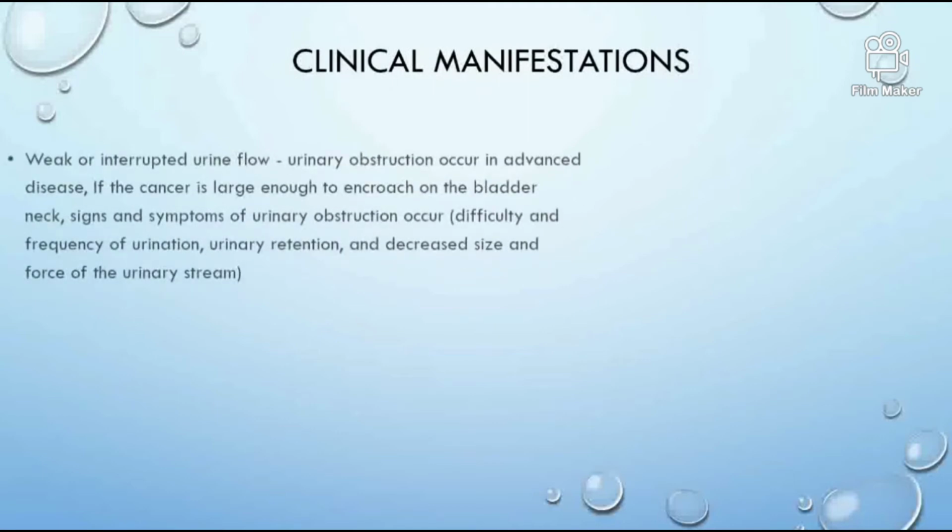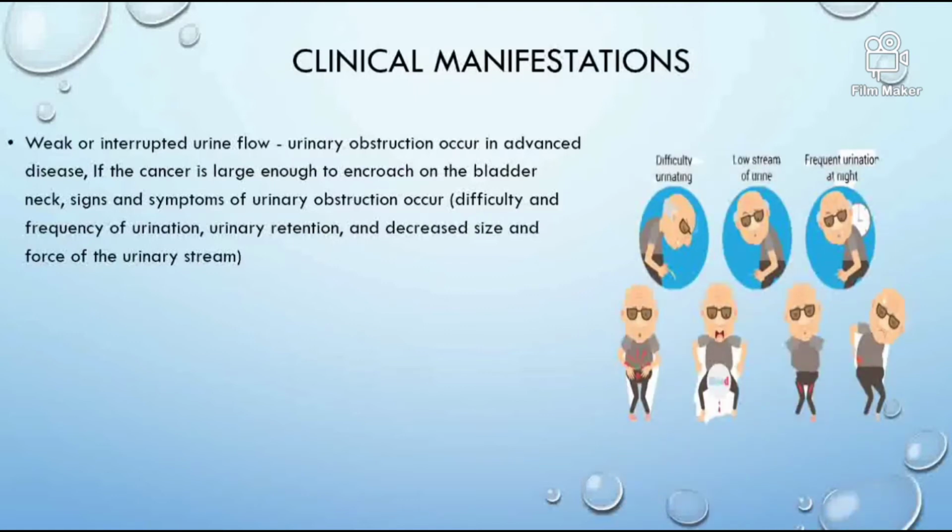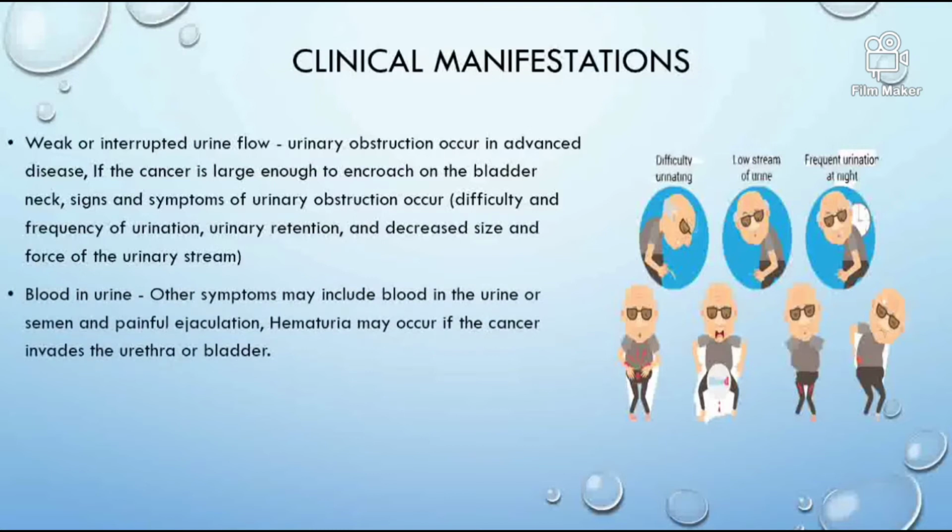The clinical manifestations are a weak or interrupted urine flow, and urinary obstruction occurs in advanced disease. If the cancer is large enough to encroach on the bladder neck, signs and symptoms of urinary obstruction occur: difficulty and frequency of urination, retention, and decreased size and force of the urinary stream. It could also cause blood in urine or hematuria.